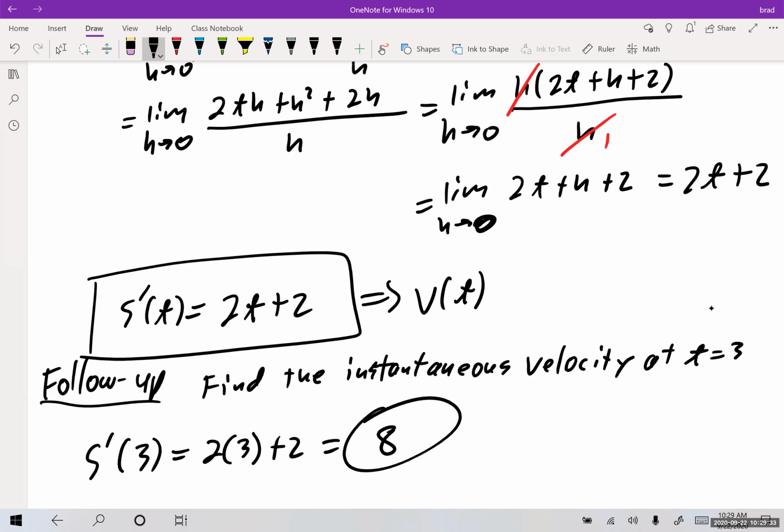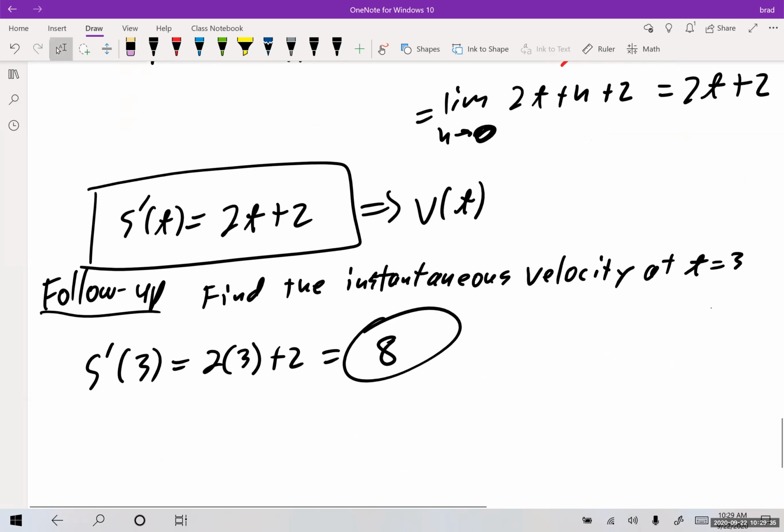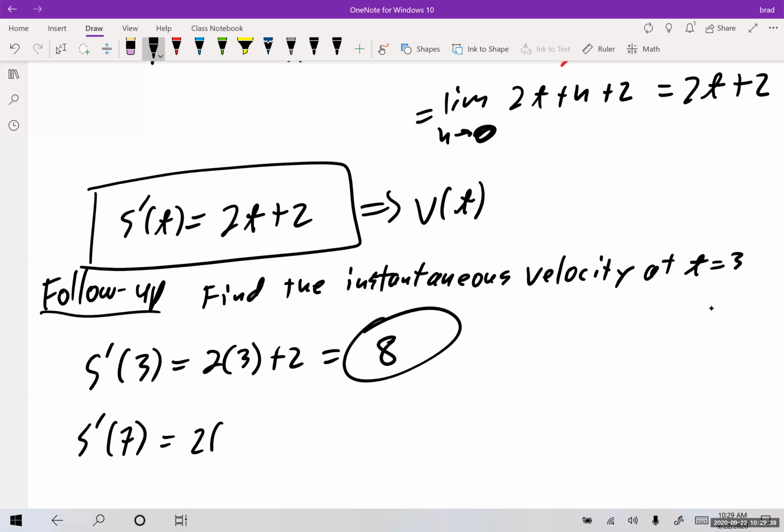So now they could also ask me, what if they said, find s prime of 7? Well, then I would just do 2 times 7 plus 2, which would be 16. So that means the instantaneous rate of change at 7 seconds would be 16, or the velocity at 7 seconds would be 16. So again, I can now do any time they ask me because I have my general derivative, okay? So that's why we like to do that.